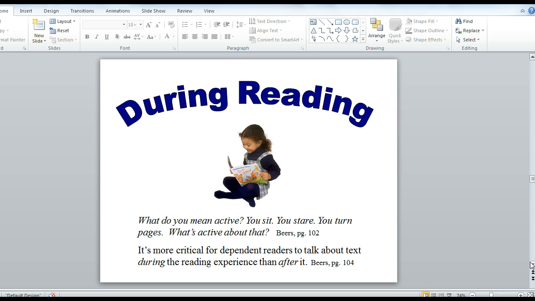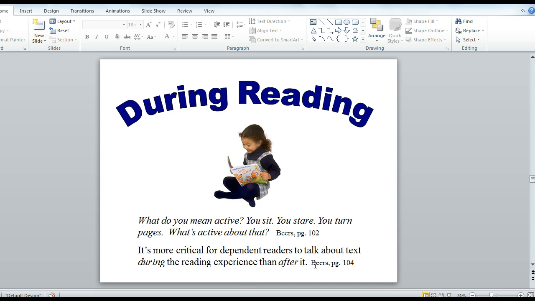This is during reading. And here's a couple really good quotes to go with during reading. What do you mean active? You sit, you stare, you turn pages. What's active about that? And that's a quote from a student that Kylene Beers interviewed, a struggling student who truly didn't understand what reading was all about.